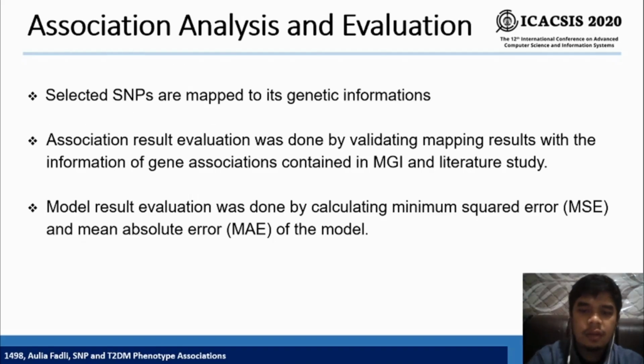After the model produces the result, the next step is to do association analysis and evaluation. The analysis process is done by mapping the selected SNPs from our result to their genetic information. These association results will then be evaluated by validating the mapping results with the information of gene associations contained in the MGI and literature study. For the model evaluation, we calculate the mean squared error or MSE and mean absolute error or MAE of the model.